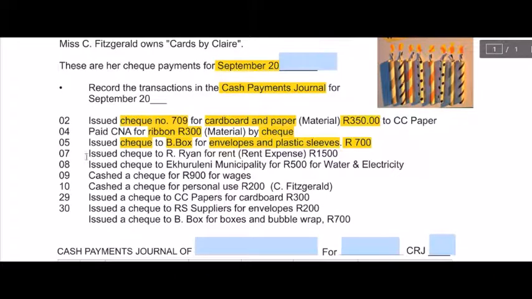The next transaction took place on the 7th. It said issued a check to R. Ryan for rent. And then they say to you that it's rent expense. So remember, whenever we are paying rent by issuing a check, it's an expense for the business. Don't get confused between rent income and rent expense. Always think of every single transaction from the business perspective. 1,500 Rand.